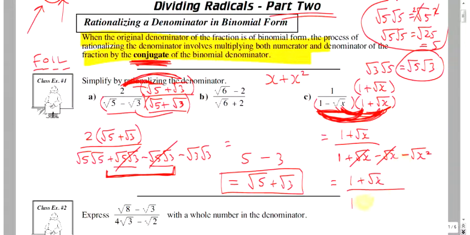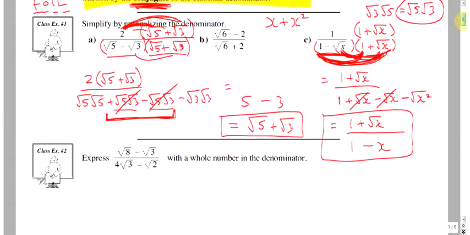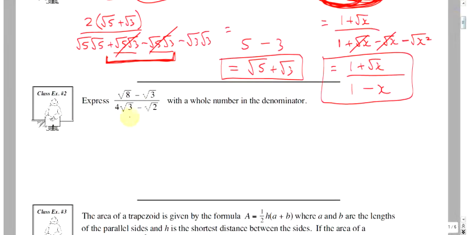All right? Minus, what's root x squared? Can I do anything with that? No. Okay? Is this question any different?